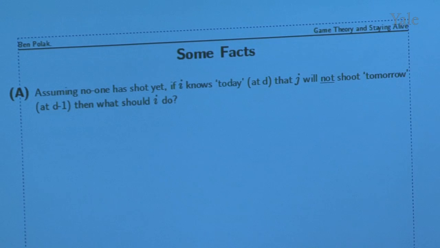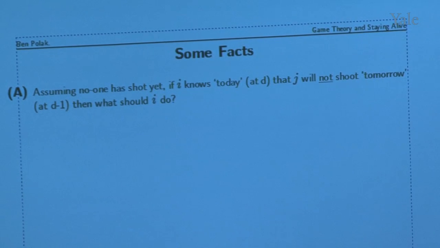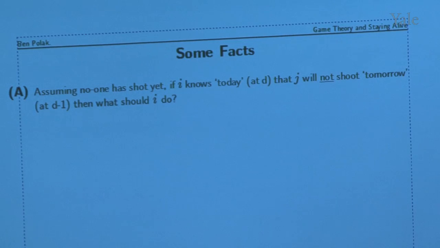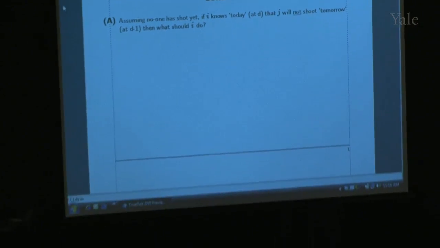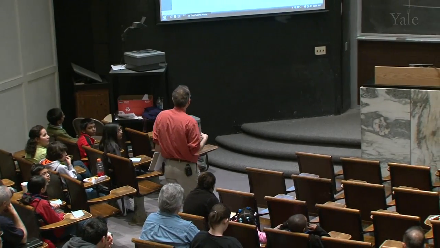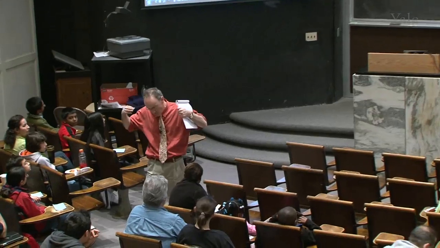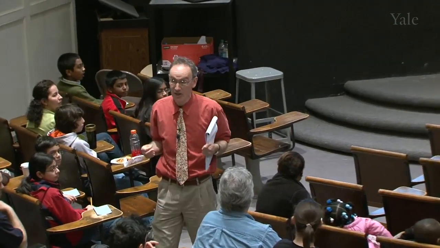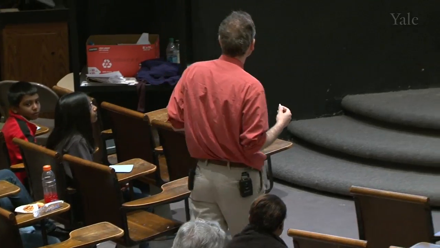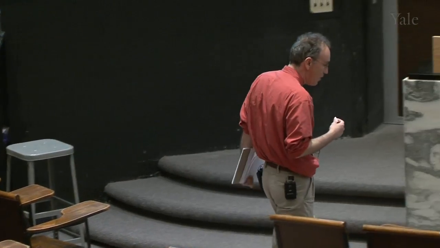And suppose that for whatever reason, Willis knows that tomorrow, next turn, when it's Andrew's turn, Andrew will not shoot. Don't worry for now about why Willis knows this, but suppose Willis knows that Andrew is not going to shoot when it's Andrew's turn, which I'll call tomorrow. And notice, tomorrow they'll be a bit closer, they'll be at D minus one.